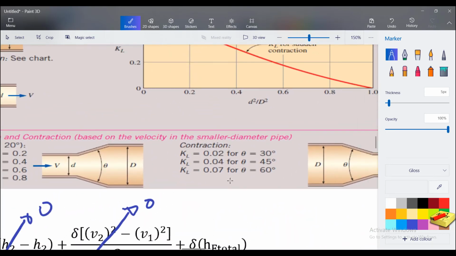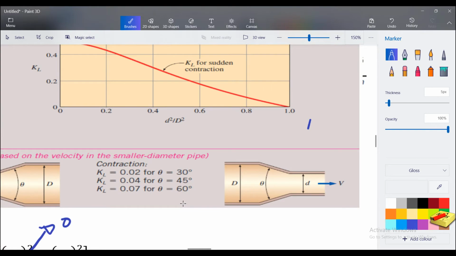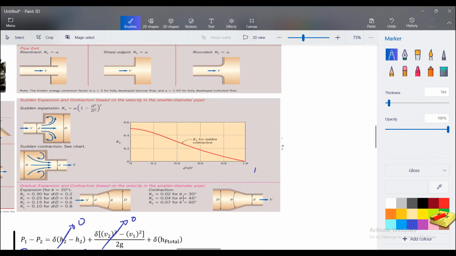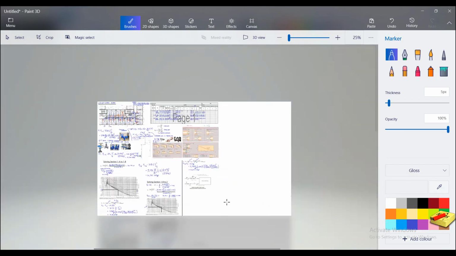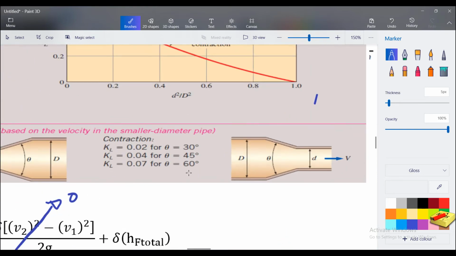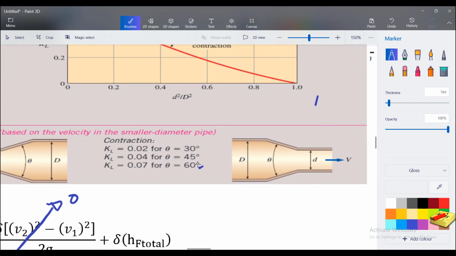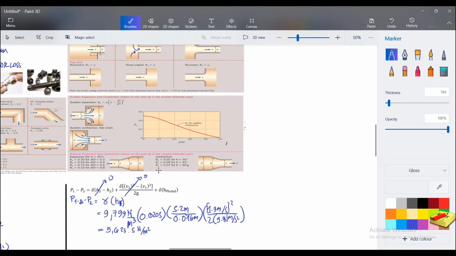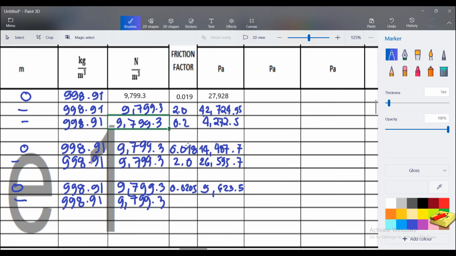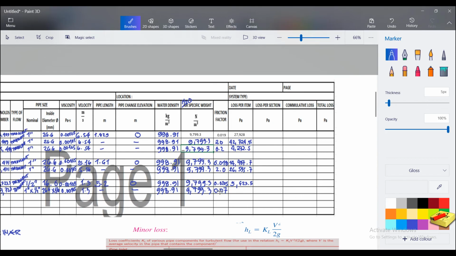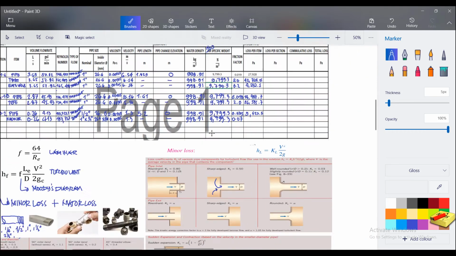So for contraction, let's say we'll be using 60 degrees. So 45 here. Okay, so we can just use 60 degrees always. So we'll be using 60 degrees. So for 60 degrees, that K factor will be 0.07. So we're putting here 0.07. Okay. Then we can compute the loss now.